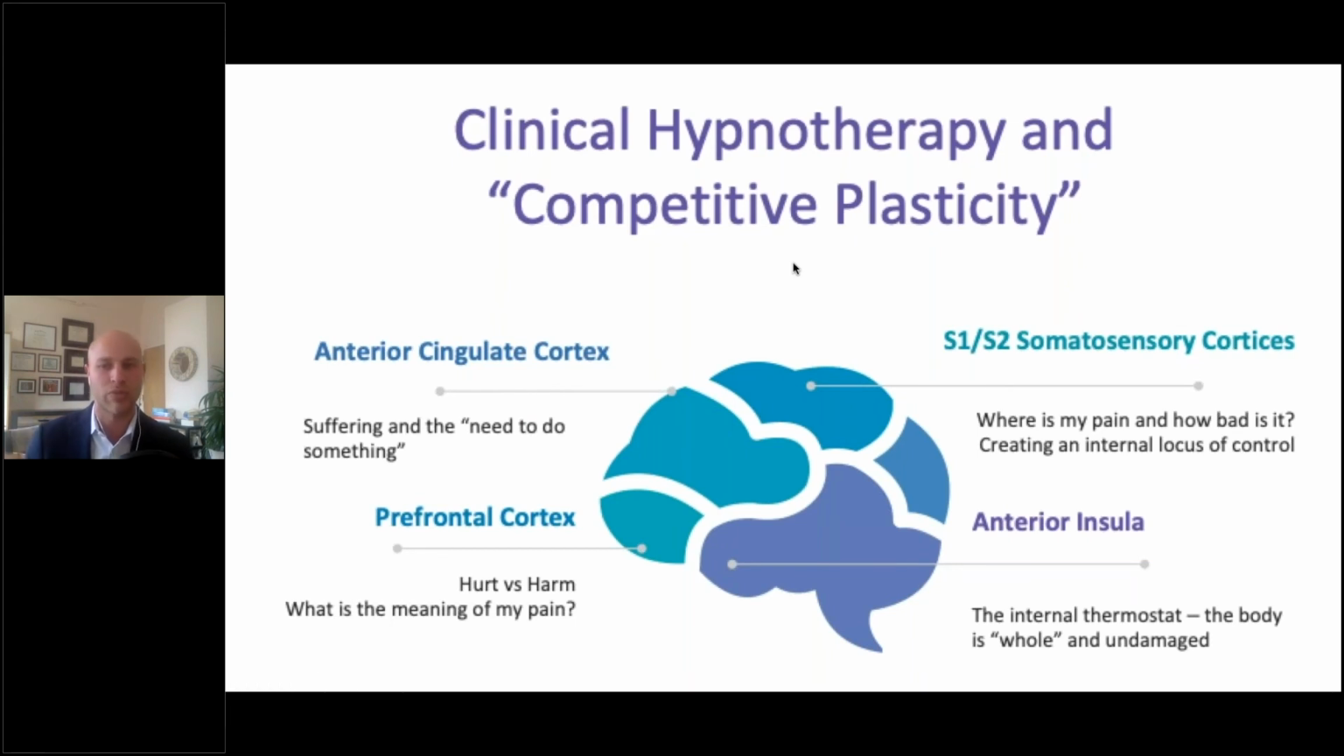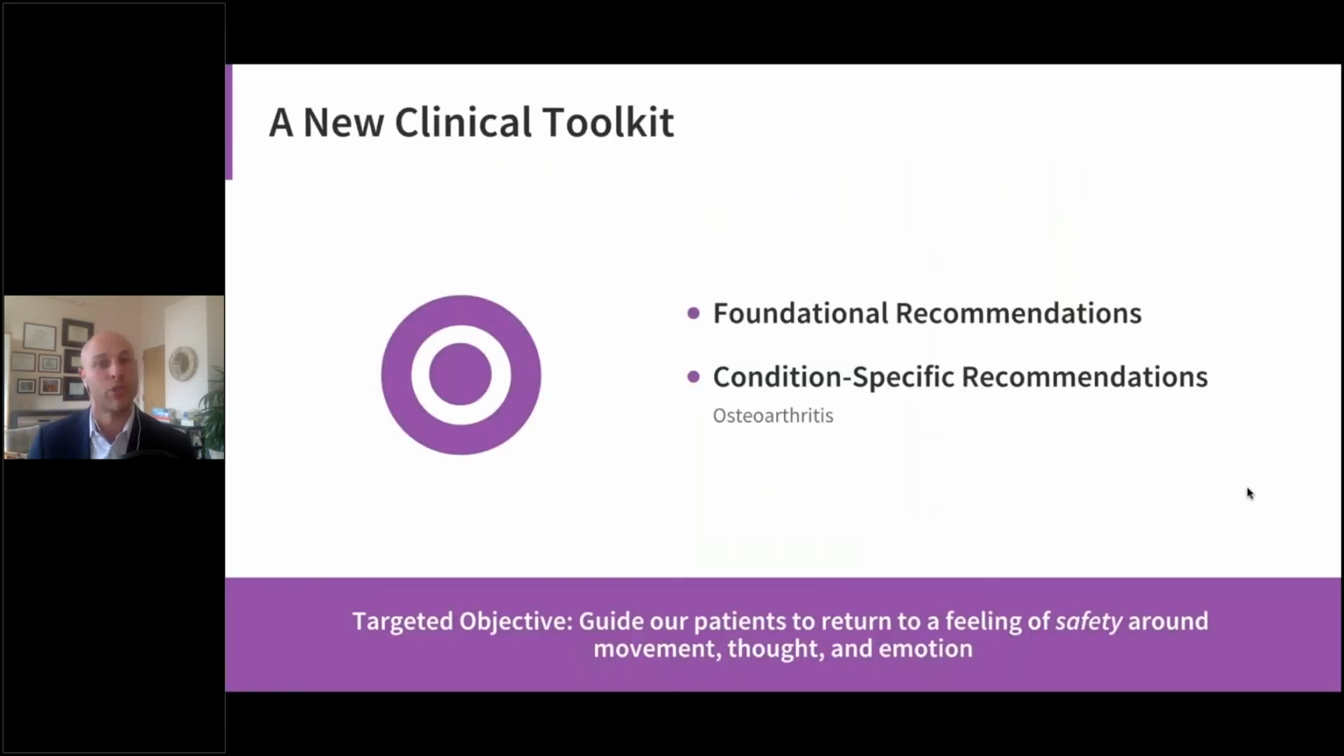The prefrontal cortex we've spoken about, the anterior insula on the bottom right, it's really our body's internal thermostat. It's the part of our body that helps us understand if we're safe, if we're whole, if we're damaged. And it again has a direct connection to some of the parts of our brain that help us experience physical pain and some of that top-down inhibitory control.